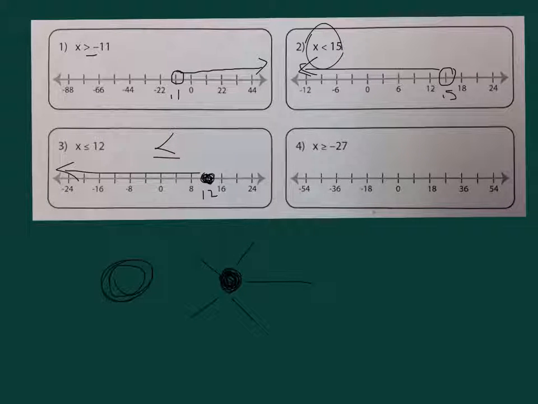And then finally, the last one, x is greater than or equal to negative 27. I find negative 27. It's a solid circle. And the arrowhead goes to the right, so that tells me x is greater than or equal to negative 27.